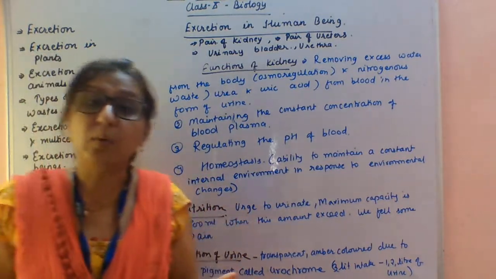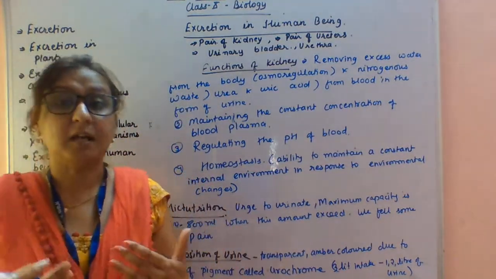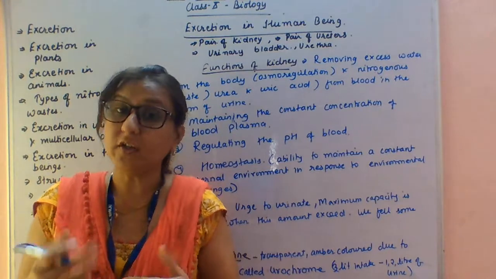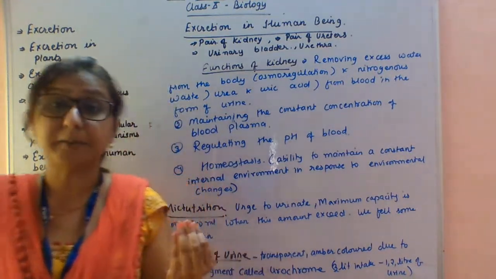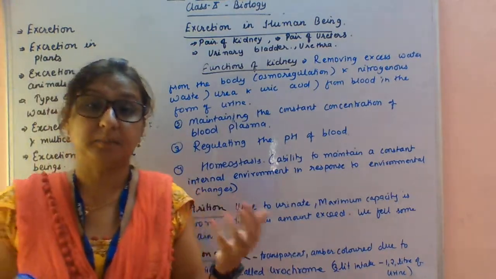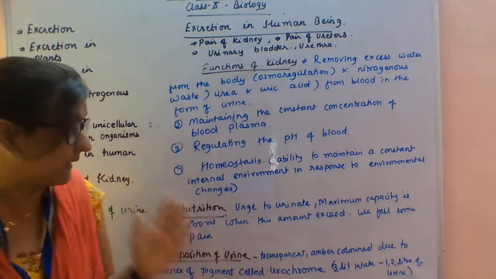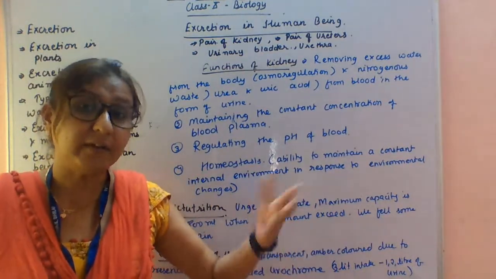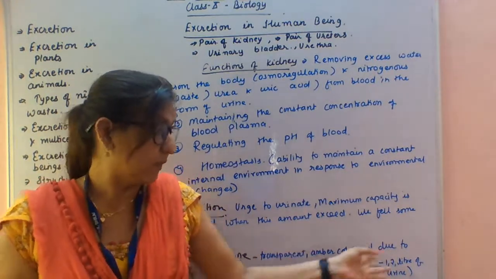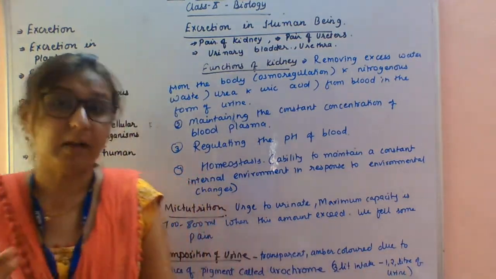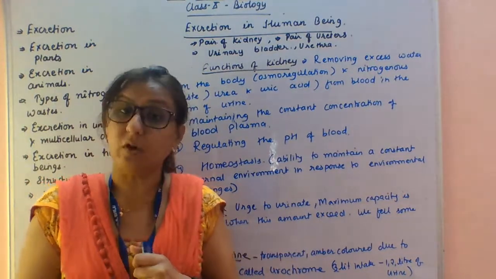And the amount of urine depends upon how much water we are intaking. If we are drinking much water, then definitely we will urinate more. If we are drinking less water, then definitely we will urinate less. If we are drinking around 3 liters of water, we will be urinating around 1. It is the approximate amount. It's about 1 to 2 liters of urine.